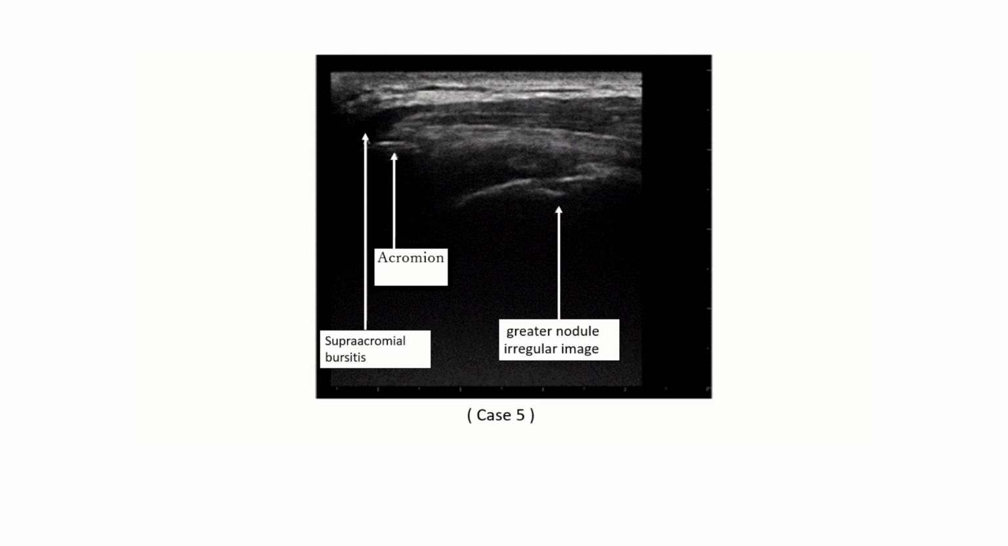Damage is seen at the attachment of the deltoid muscle of the acromion. A hypoechoic image can be observed in the upper acromion, which is supraacromial bursitis. An irregular image of the greater tubercle can be confirmed at the insertion of the supraspinatus muscle.